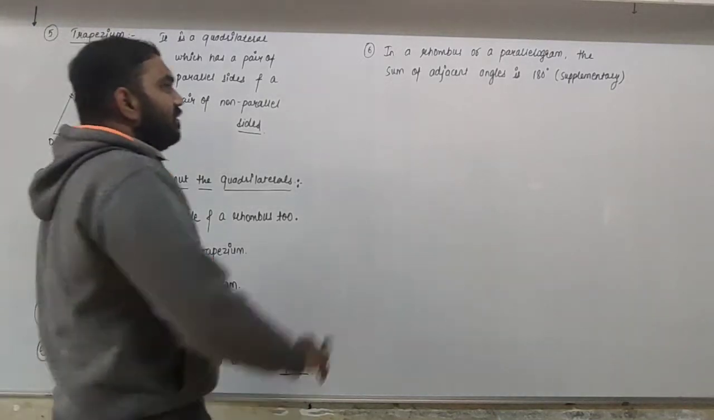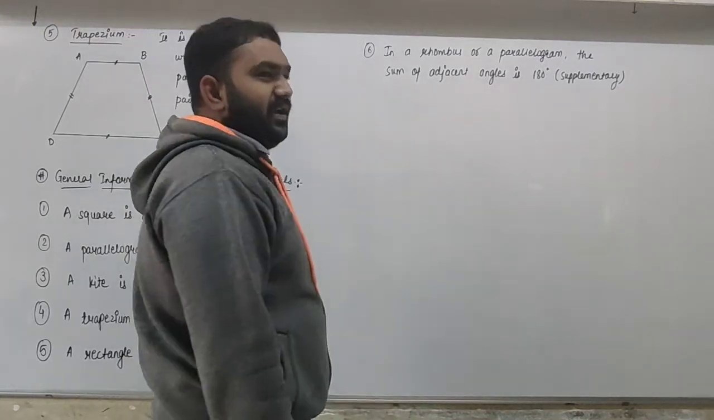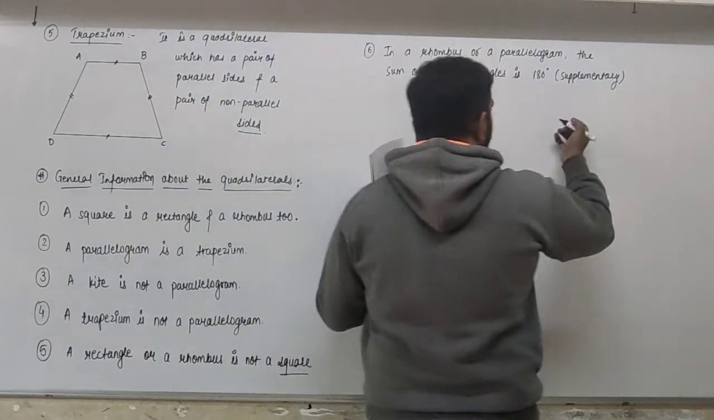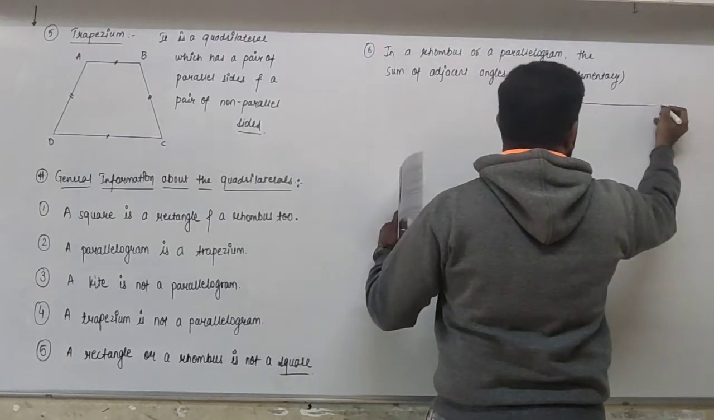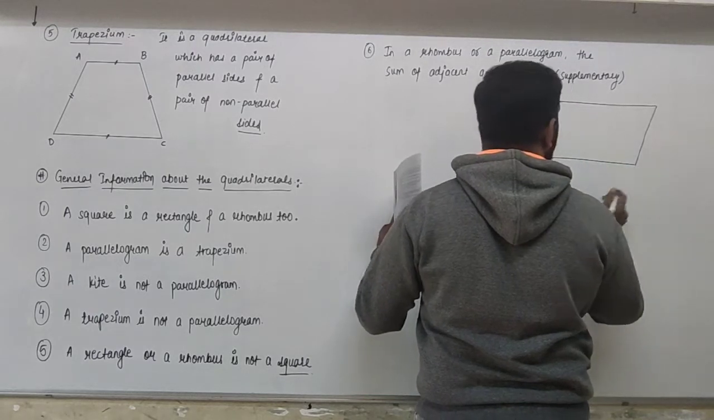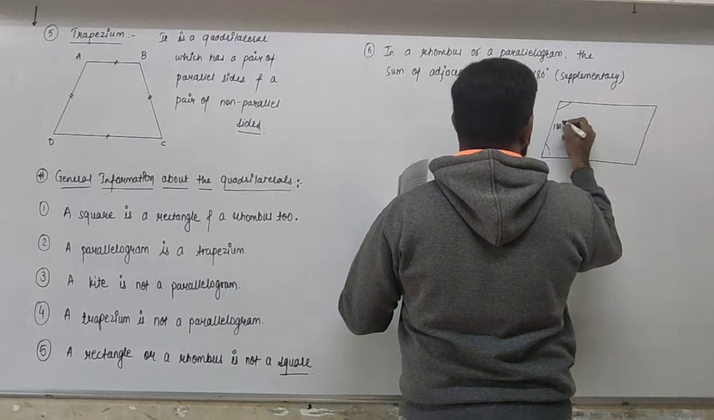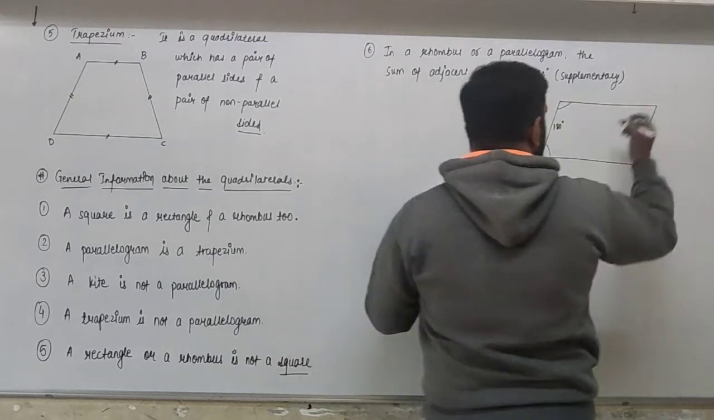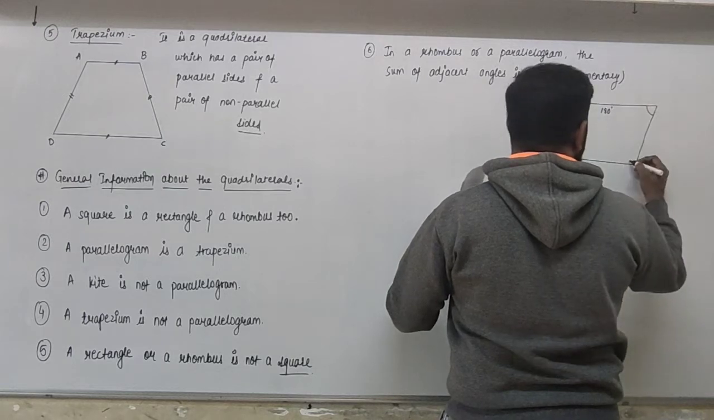In a rhombus or a parallelogram, the sum of the adjacent angles is 180 degrees. Adjacent angles, what are they? Suppose I draw a figure here, a parallelogram. Then this angle and this angle will make a total of 180 degrees. Again, this angle and this angle will again make a total of 180 degrees.